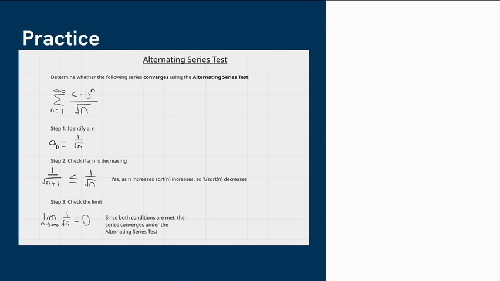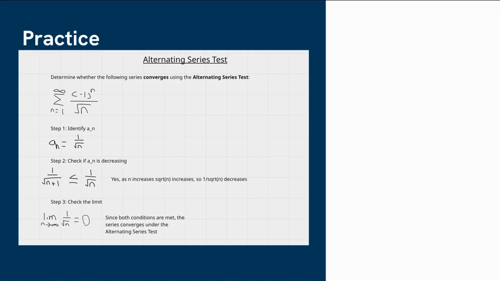So we're going to be going over a quick practice problem. Determine whether the following series converges using the alternating series test. We're given minus 1 to the power of n over the square root of n. So our first step would be identifying a sub n, which is simply 1 over the square root of n. And now we're going to see if a of n is decreasing over the entire series.